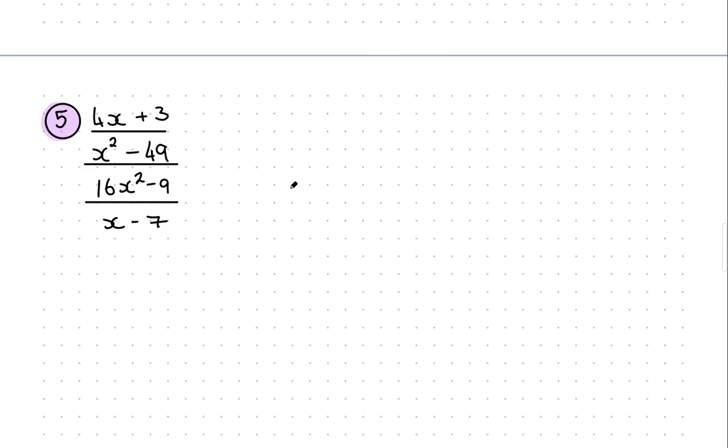And the last one, what we're going to have is again separated out into two fractions. So I've got 4x plus 3 all over x squared minus 49, and then divided by, so I'm just using another mathematical symbol. We could have the fraction or we could have this division here. So divided by 16x squared minus 9, that's going to be important, all over x minus 7.